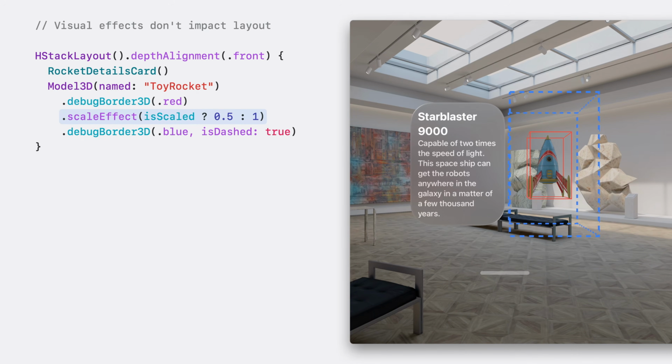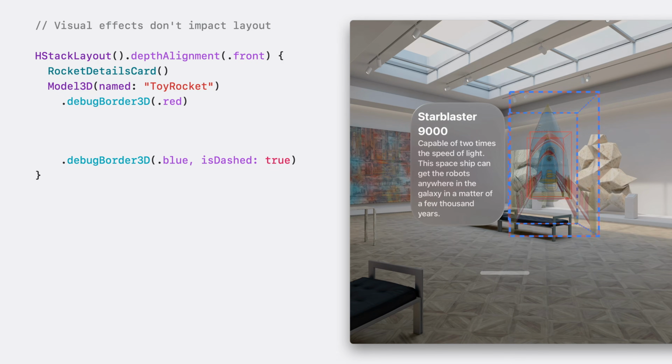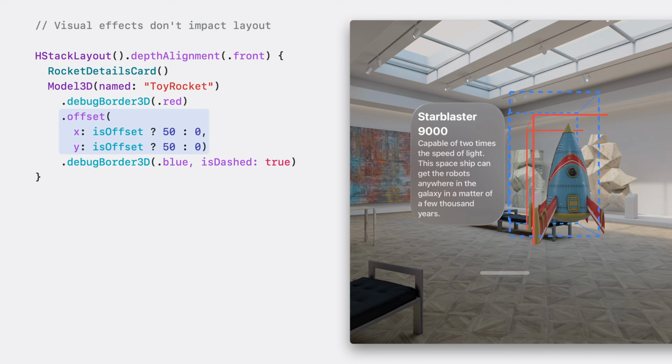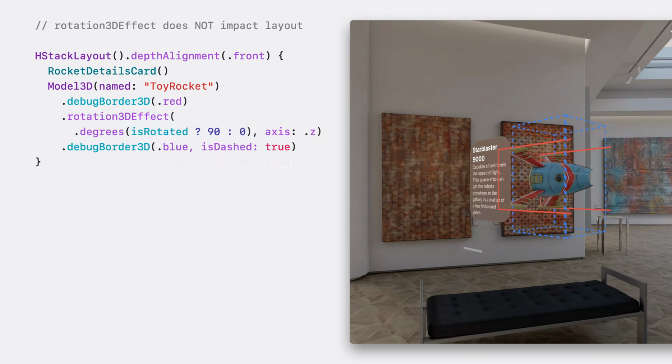This is true for all visual effects, including scale effect and offsets. In all of these cases, the layout system won't adjust the size or placement of views due to these modifiers. That's great when you want to animate one view without impacting the frames of others around it. But what if you do? How can we fix this rotated rocket?